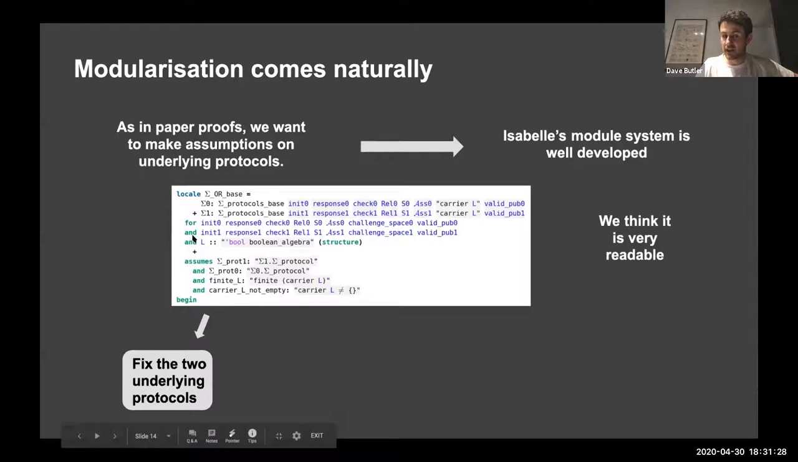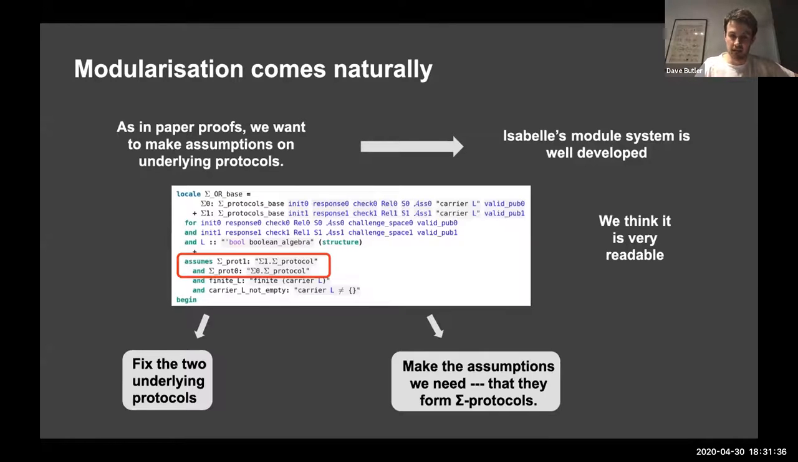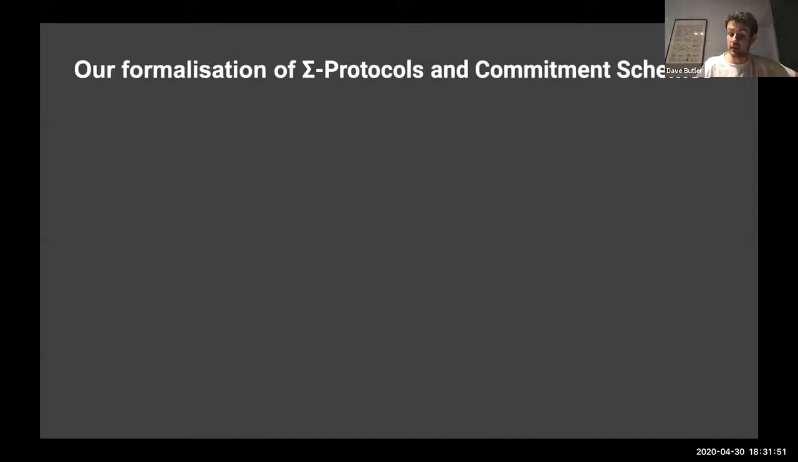We're then going to ignore these three lines here. These are just for what we require to write in Isabelle. We fix this Boolean algebra that the whole thing runs over. But the important thing I want to point out is that we can very easily make our assumptions on these two protocols. In particular, we can make the assumption that they are in fact Sigma protocols, which is exactly what we want to do. And we can now reason about them like this.